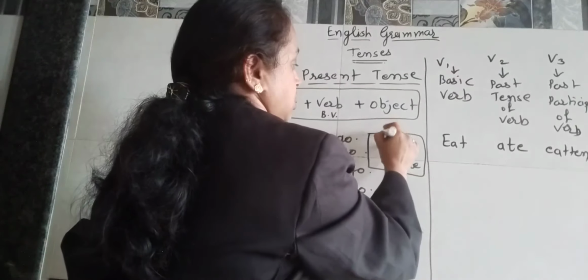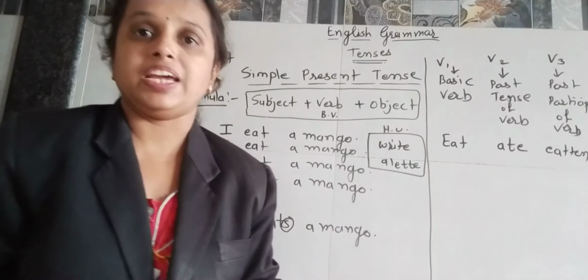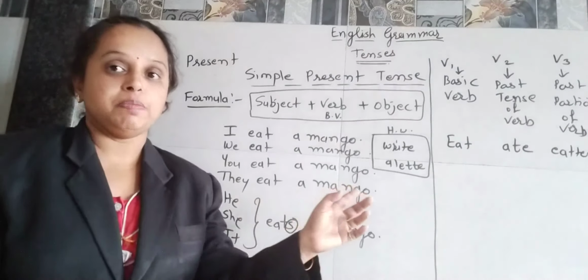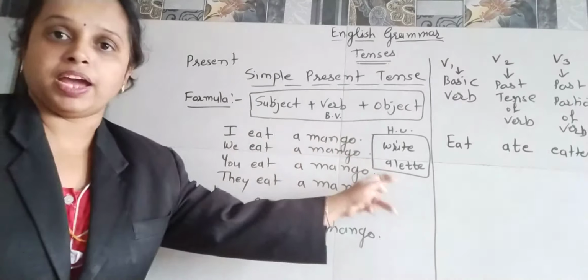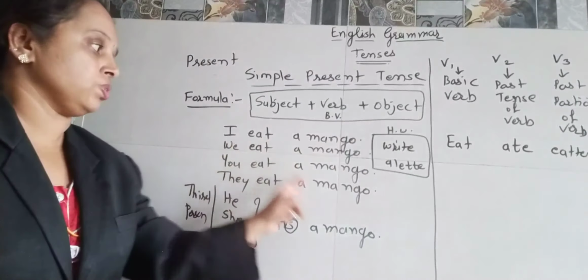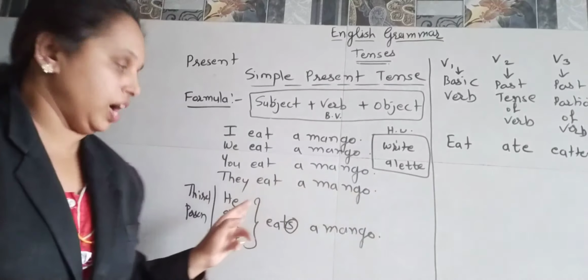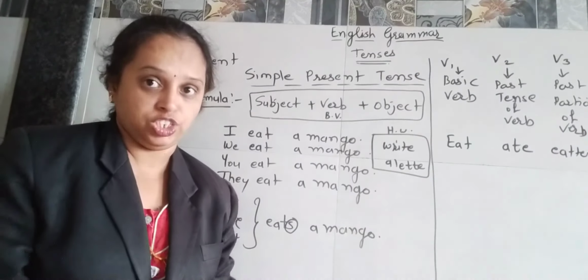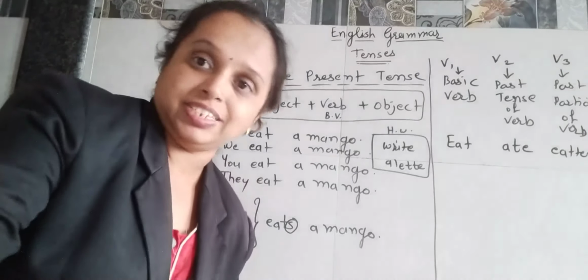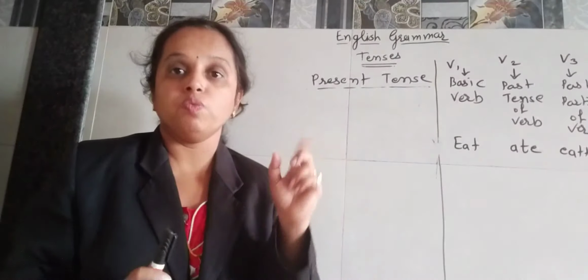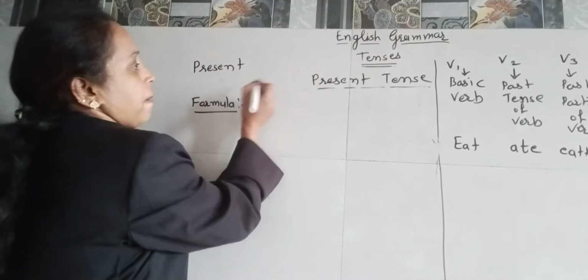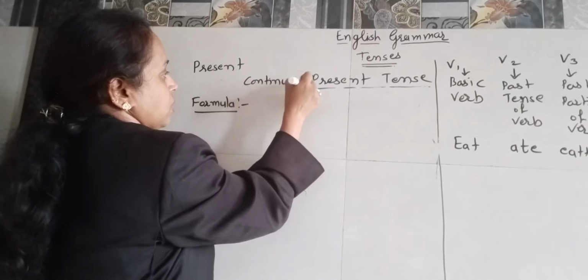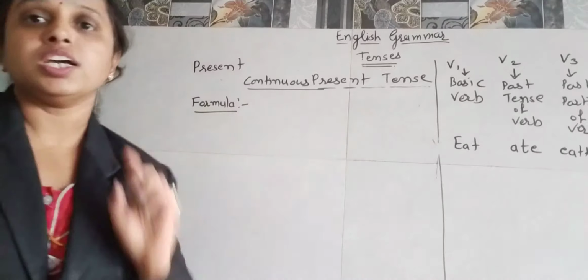This is the homework for the simple present tense. I hope you have understood this. So, in the simple present tense: I eat a mango, we eat a mango, you eat a mango, they eat a mango, but he, she, it eats a mango. I hope all of you have understood. Now we'll go for the present continuous or the present progressive tense.